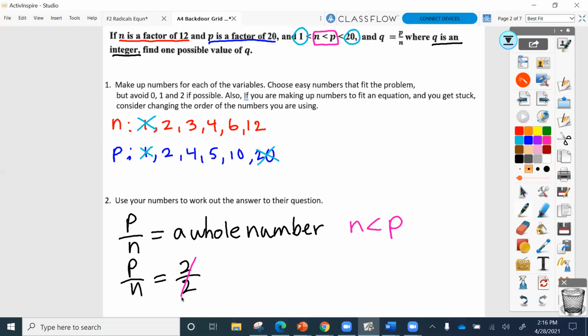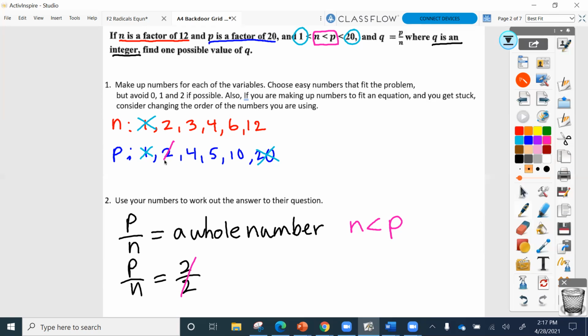What about 2 divided by 3? Well, that would violate that rule also, right? And so we know that n has to be less than p. So at this point, we can eliminate 2, right? We can get rid of the possibility of p being a 2 because all the numbers are equal to or greater than p. So I'm going to eliminate that.